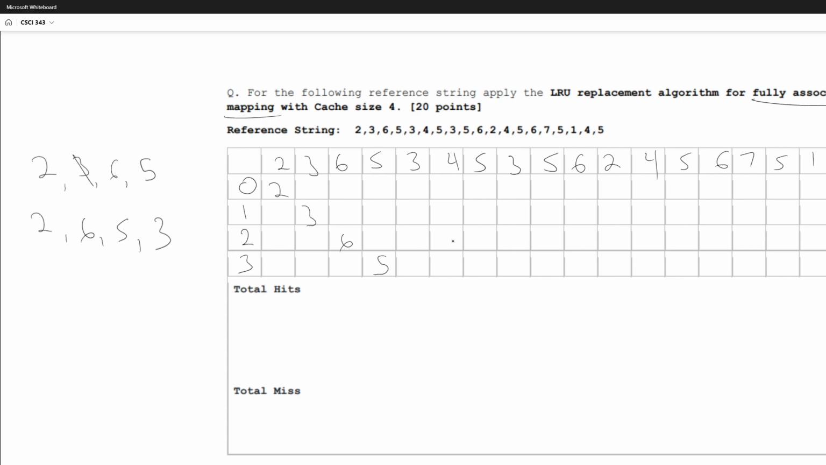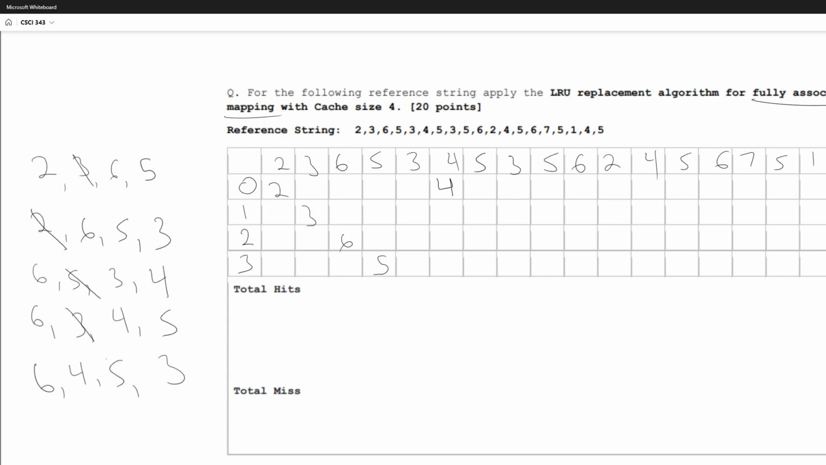4 is a miss. So now we take out 2 because that was the least recently used one and replace it with a 4. So 6, 5, 3, and 4. 5 is a hit, but now we have to move 5 to the front: 6, 3, 4, and 5. 3 is a hit. Same thing, move it to the front: 6, 4, 5, 3.